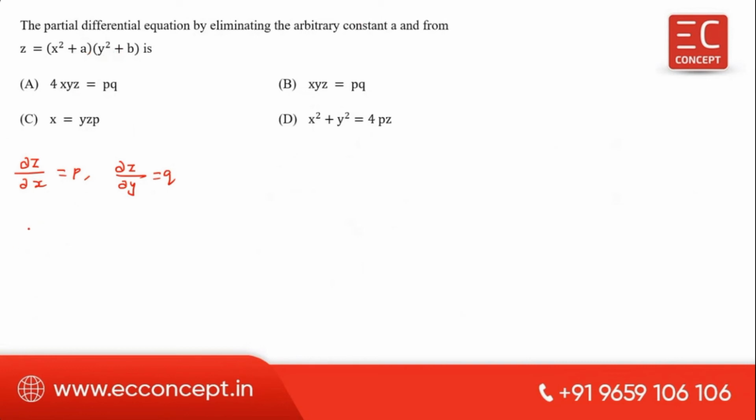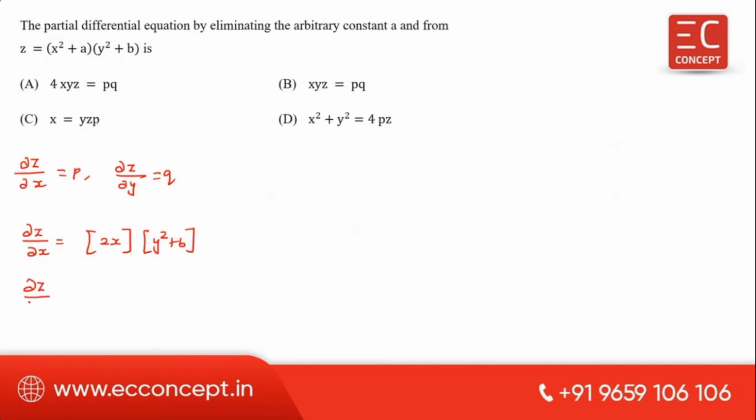So first of all, you have to differentiate for dou z by dou x. Differentiate this with respect to x. So the differentiation is 2x plus a, and this y square plus b is a constant. When you differentiate, this becomes a constant. Actually, you will get a 2x.